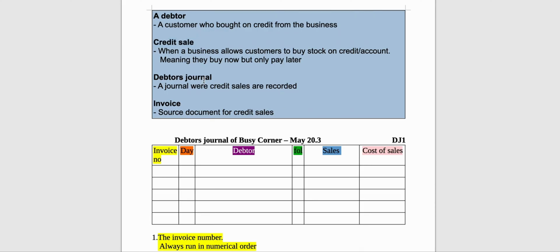Okay, let's get into it. So today we are going to learn about a Debtors Journal, and you're going to know by the end of this lesson how to enter the transactions correctly into the Debtors Journal.